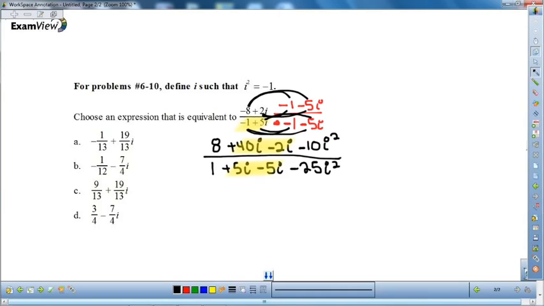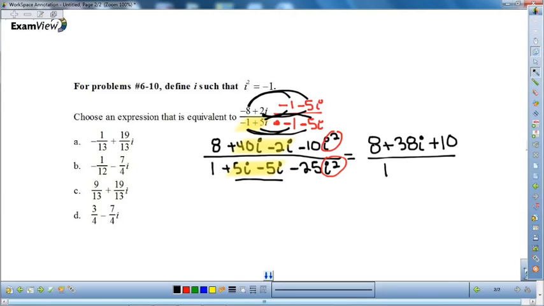So I'm going to combine my like terms. So that's going to give me 8 plus 38i. And remember that the i squared means negative 1. So that would be plus 10, because negative 10 times negative 1 is positive 10. In my denominator, 5i minus 5i is 0.